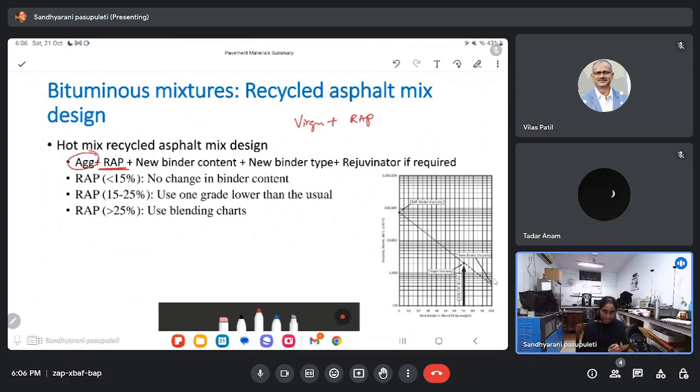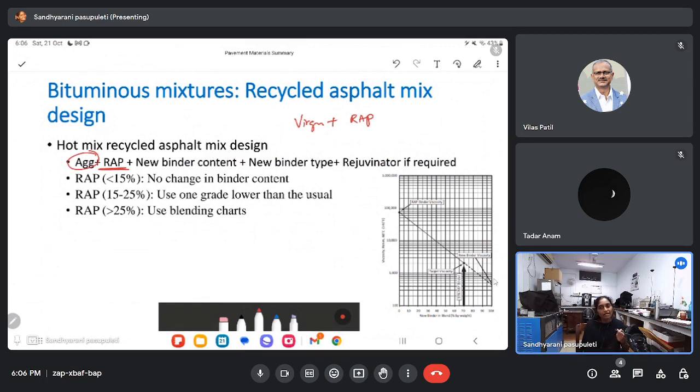RAP already has some binder. Because of that, RAP is actually very stiff in nature. Now I do not want a very stiff mix, but initially it has to be soft, because being too stiff is not good for fatigue again. Also, the binder content that is present on the RAP might not be sufficient for the mix design. We need to add some extra binder.